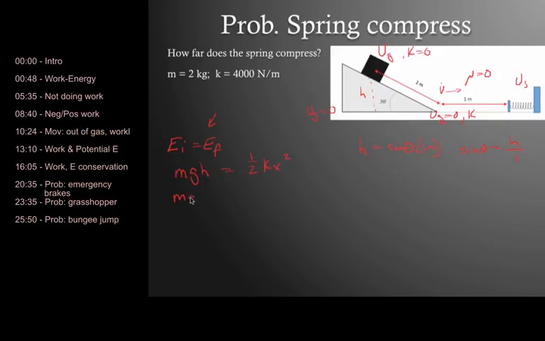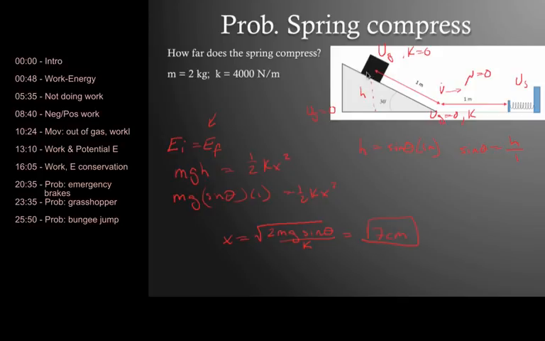So now I have mg sine theta basically times 1. It's going to be 1/2 kx squared. And then I just solve for x. So x is going to be the square root of 2 mg times that sine theta all over that k. So this is going to give me about 7 centimeters when I work this out.